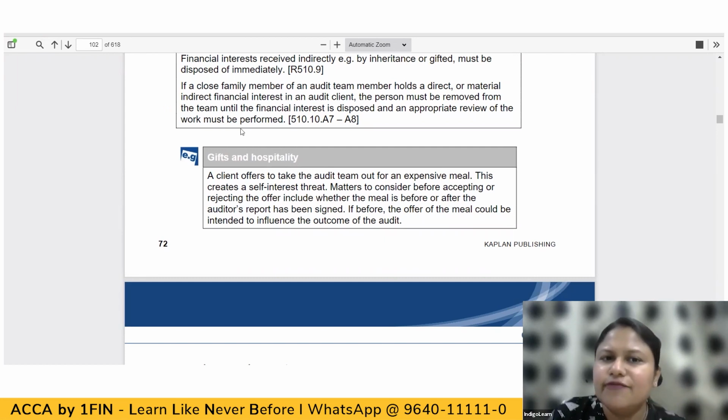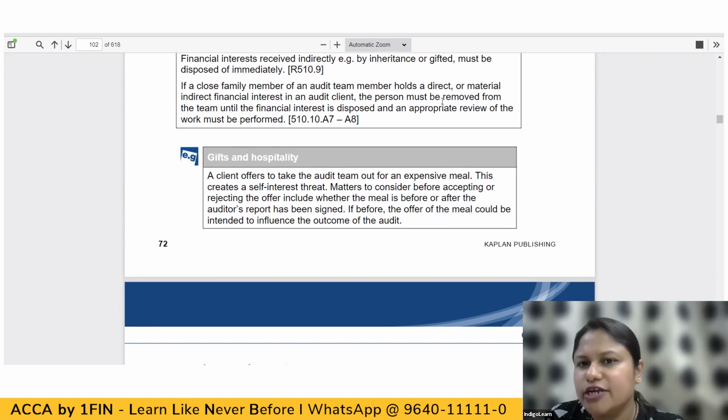Okay. If a close family member of an audit team member holds a direct or material indirect financial interest in the audit client, the person must be removed from the team unless the financial interest is disposed and an appropriate review of the work must be performed. See, I told you that this word will come everywhere. Whenever you talk about safeguard, a review must be conducted compulsorily.